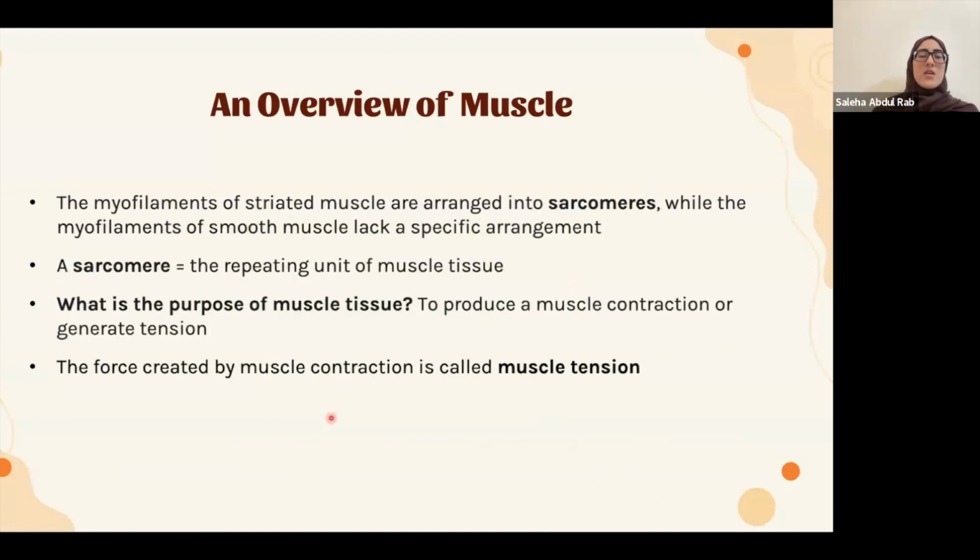Okay. So the filaments of striated muscle are arranged into sarcomeres. What is a sarcomere? It is the repeating unit of muscle tissue. And the myofilaments of smooth muscle lack specific arrangement, so no sarcomeres. So what is the purpose of muscle tissue? To produce a uniform or collaborative muscle contraction together to create muscle tension and essentially cause movement of the bones, the bones that are attached to the skeletal muscle. It's a skeleton, I guess.